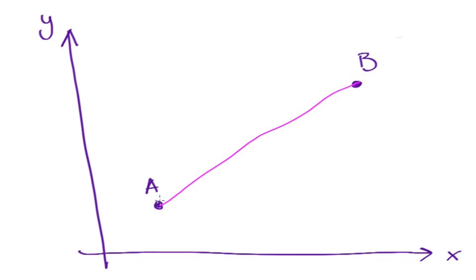They're also probably going to tell you the coordinates of these points. Let's say this is 1, 1. And for ease, let's say that this one is 4, 5. Okay, so this is all the information they give you. And they say, find me the distance between these two points. Now, this is actually a pretty easy thing to do.